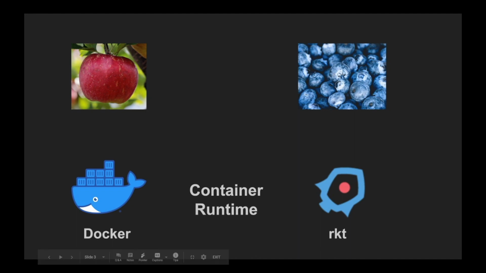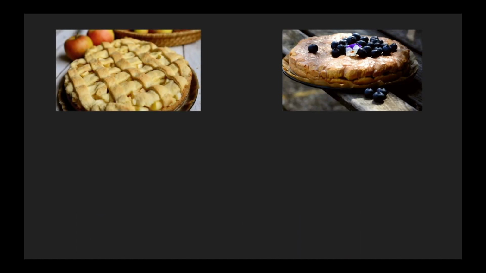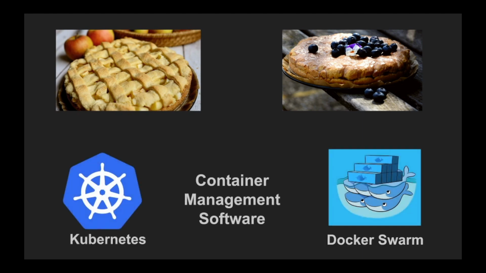You might want to choose what type of pie you want to make. So you might want to make an apple pie, or you might want to make a blueberry pie. Similarly, you have a choice of what type of container management software you want to use. Do you want to use Kubernetes, or another software, Docker Swarm, which is an enterprise software that you get from Docker.